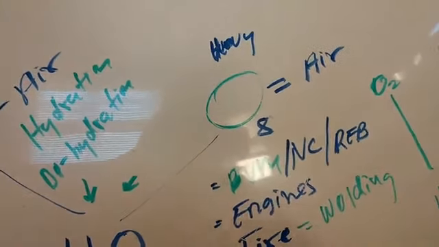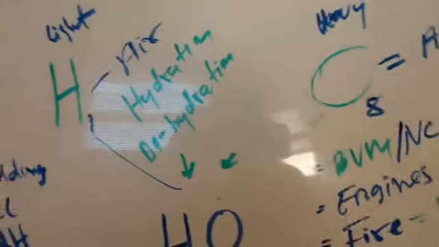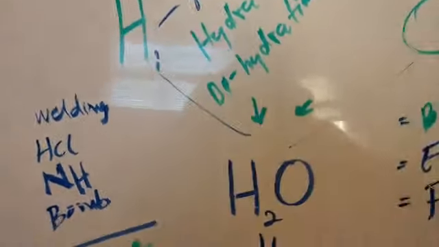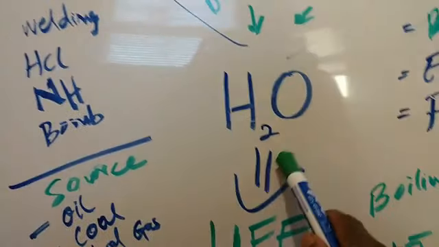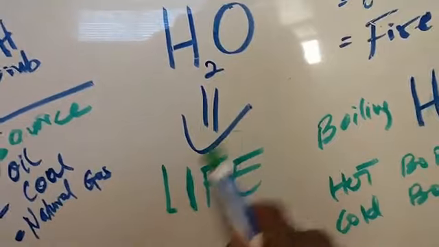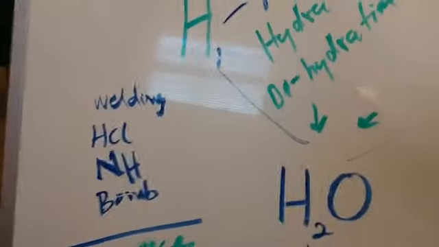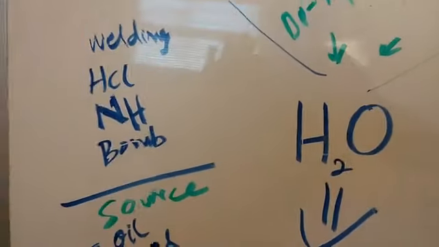So we get hydrogen and oxygen together forming water, and water is life, Charlie. You cannot do anything without water. Now, how do you obtain hydrogen gas?